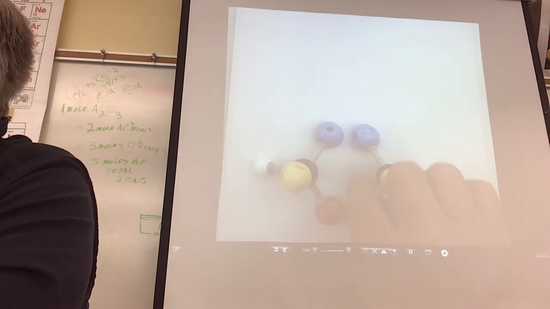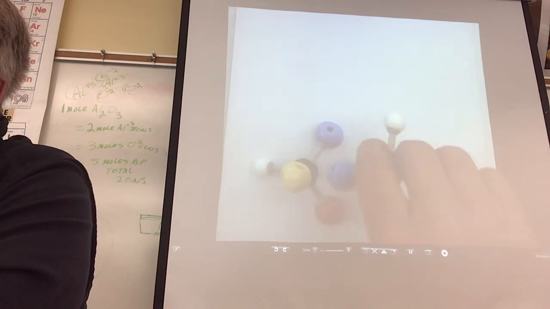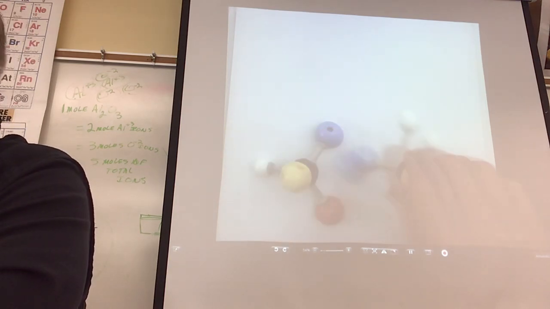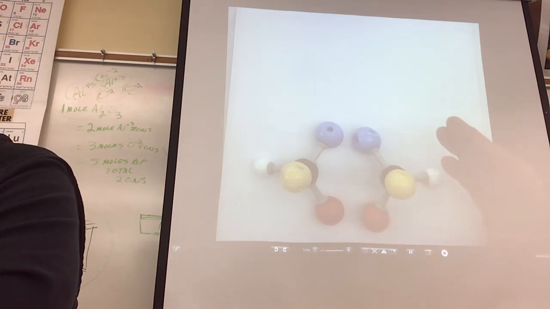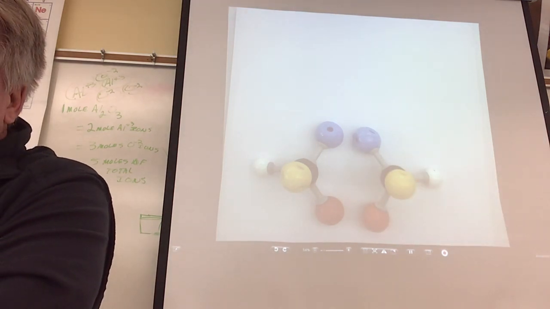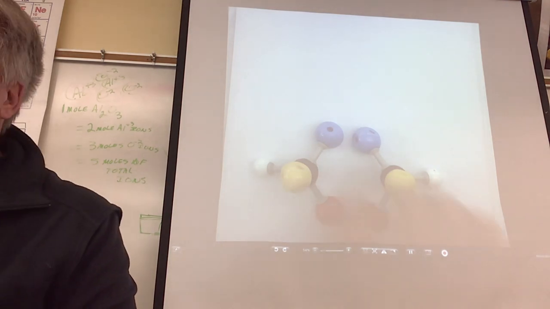Right here, I can put a mirror. This is a mirror image, but I can't superimpose it, so it is different. For a while, they probably thought that's not really an isomer and it's not going to cause any difference. But it did. Let me show you what happened here.